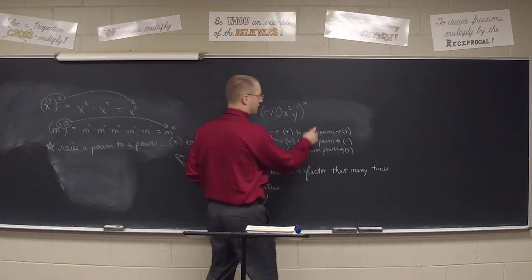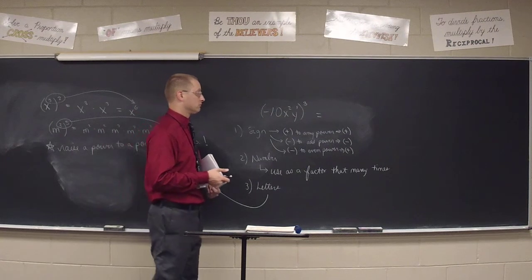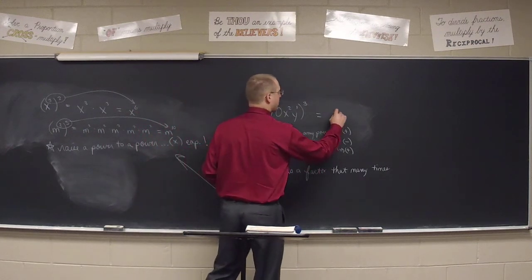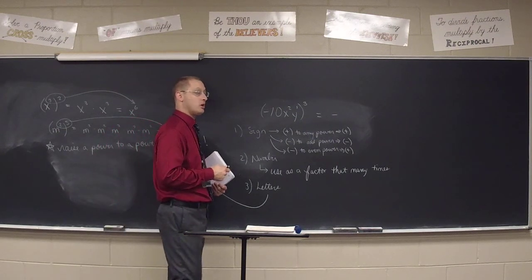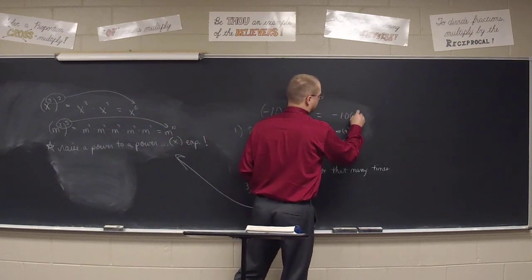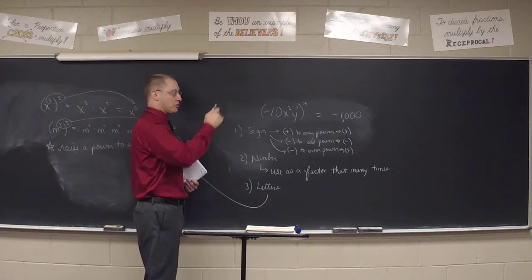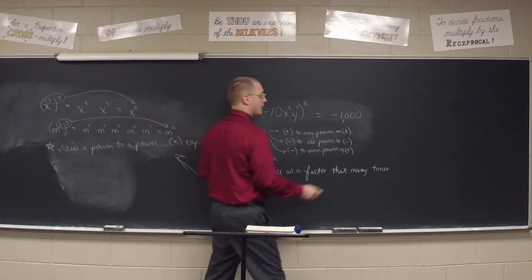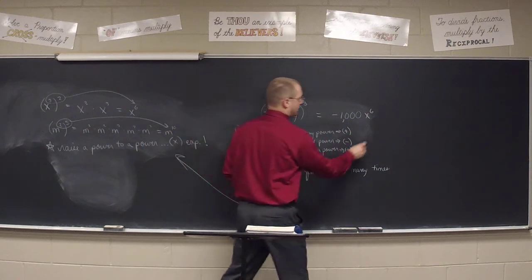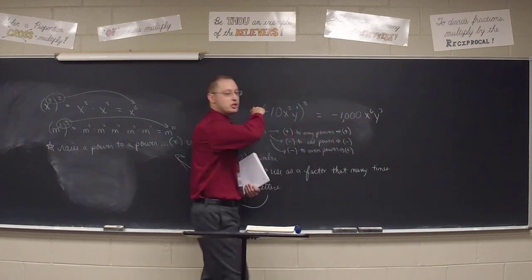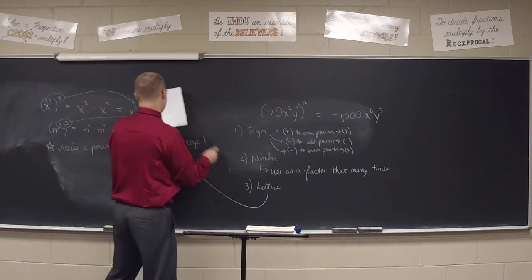So here, let's take it through. Sign, number, letter. What should the sign of my answer be, class? Negative, because it's a negative to an odd power. What is 10 cubed? 1,000. 10 times 10 times 10 is 1,000. And then when we come to the letters, x squared cubed becomes x to the sixth. And y to the first cubed becomes y cubed. Because when you raise a power to a power, multiply the exponents.